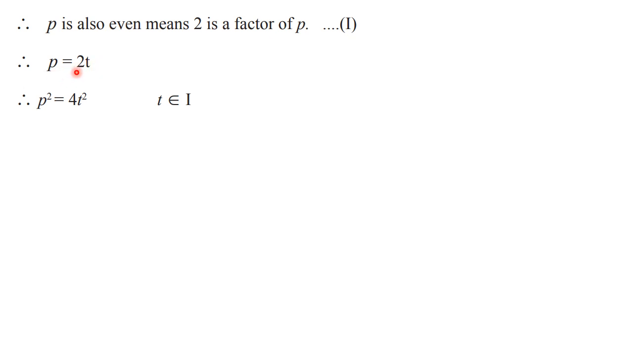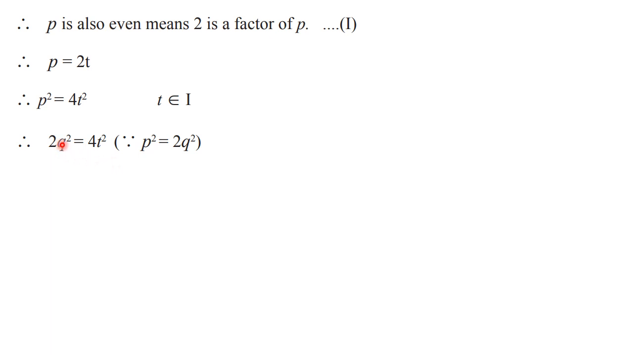Again we are squaring both the sides. So here we got p square, and here we got 4t square. But just recall what we got previously: p square is equal to 2q square. So in place of this p square, we can write 2q square. Therefore, this p square on the left hand side is replaced by 2q square, and the right hand side is kept as it is.